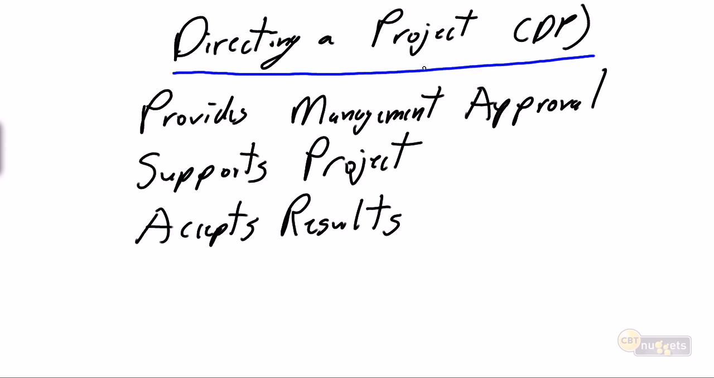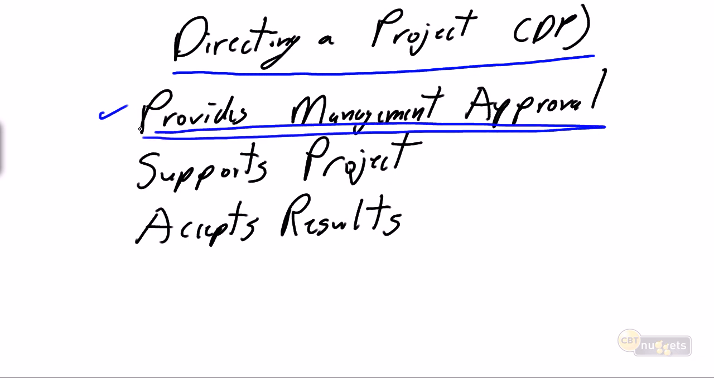The first one is directing a project, DP. And in this particular process, the key, as already discussed, is ensuring that we get management approval. We get management approval to initiate the project. We get management approval to plan the project. And we get management approval to initiate each new stage in our project.